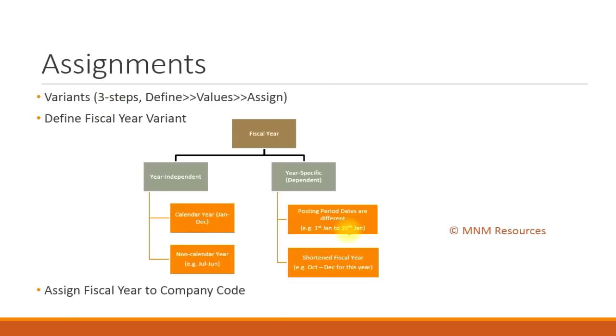And we also saw defining the fiscal year variant, and the types of fiscal year variants, independent and year dependent. If it's a shortened number of days or short number of periods in a year, it's year dependent. Anything else is year independent. Year independent has two categories, calendar year or non-calendar year. Now for your practice and assignment, please create a fiscal year variant. You can either copy an existing one in SAP or create your own variant, and then assign this fiscal year variant to a company code which you have created.